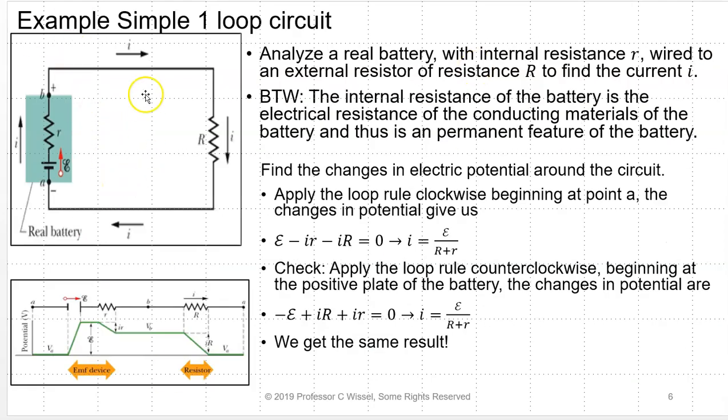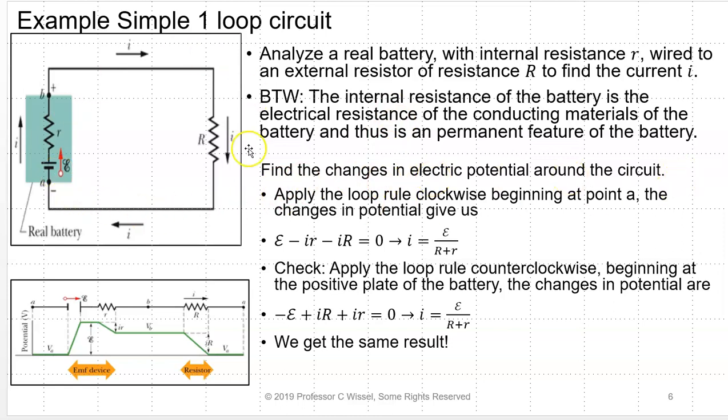The example is a simple one-loop circuit where we have a real battery which has an internal resistance, little r, connected in a circuit with a load resistance, big R. We're going to find the current I in this simple circuit. The internal resistance of the battery, as we mentioned before, is the electric resistance of the conducting materials of the battery, and thus is a permanent feature of the battery. We're going to find the changes in electric potential around the circuit.